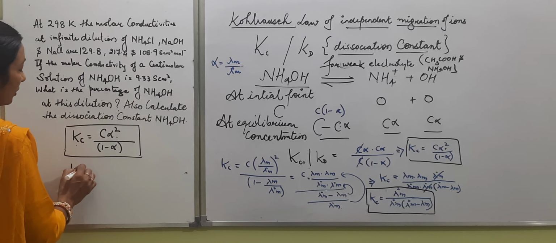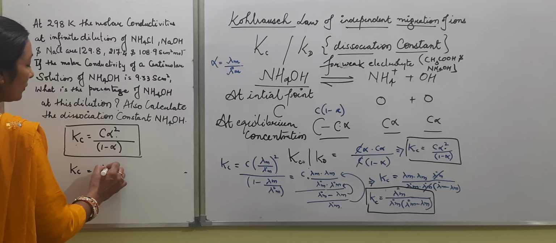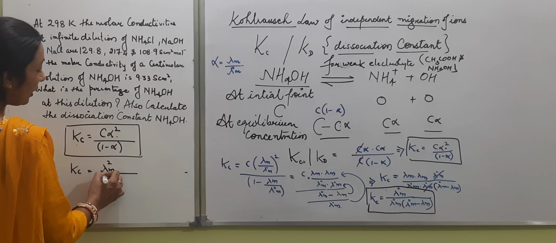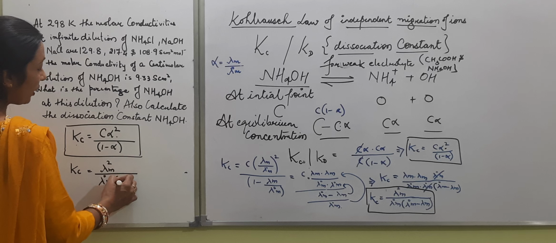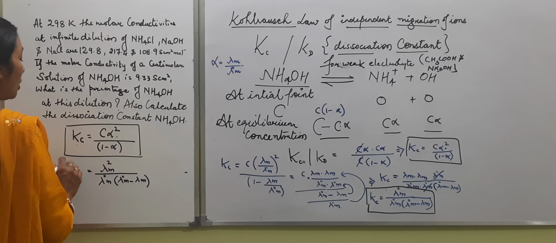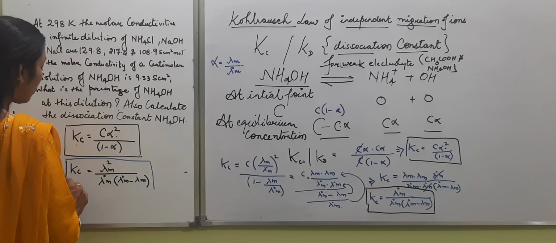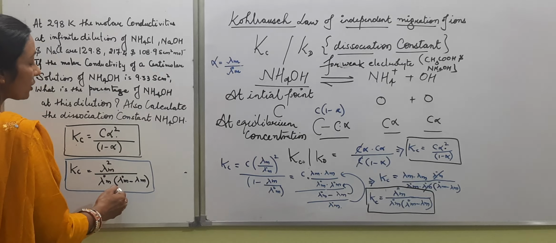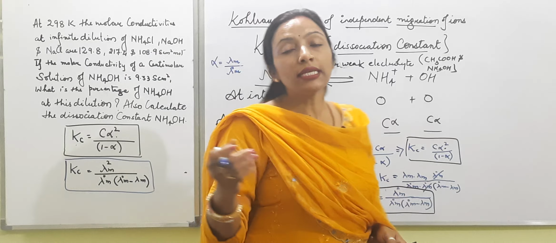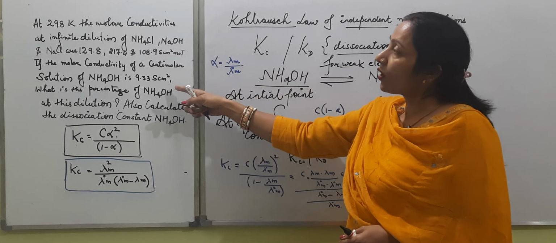And one more relation is there, if we have to show it with the limiting molar conductivity and molar conductivity, that is the square of molar conductivity divided by limiting molar conductivity multiplied with the difference of limiting molar conductivity and molar conductivity. So these are the two relations by which we can find out degree of dissociation, either with the help of molar conductivity and limiting molar conductivity, or with the degree of dissociation. I mentioned two relations here. Now with this, we can solve this question.